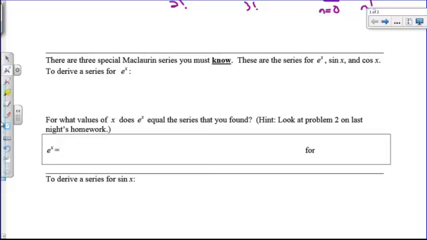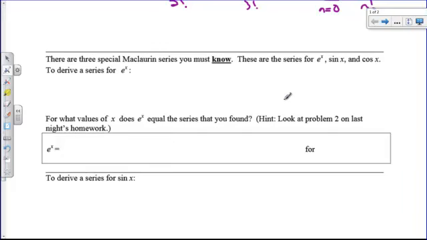There are 3 special ones that we have to know, and we've developed these in class. And so we've got an e to the x series, and we already know e to the x from homework is 1 plus x plus x squared over 2 factorial plus x cubed over 3 factorial. I think we did them like 2 days in a row. One day we went to the 3rd degree, one day we went to the 4th degree, plus dot dot dot. Now we're going to write it as a series.